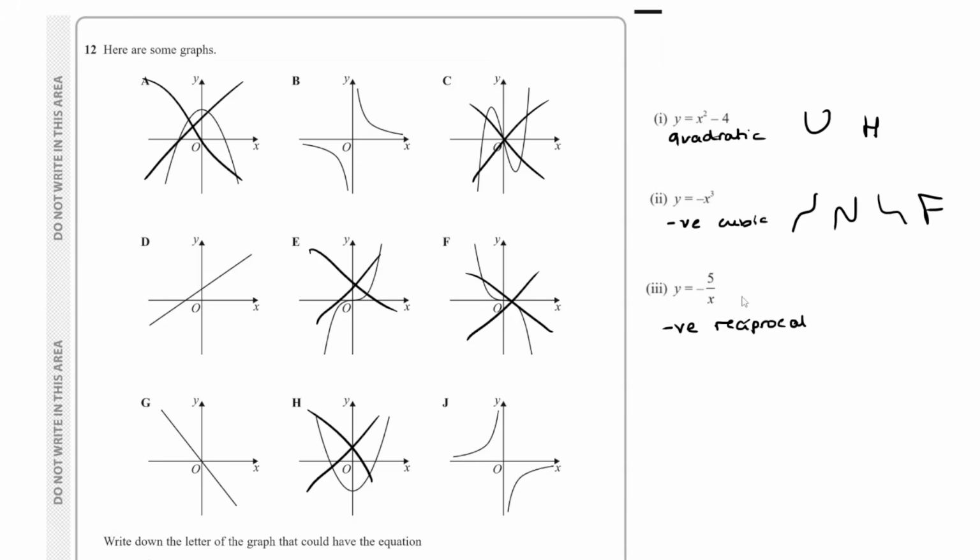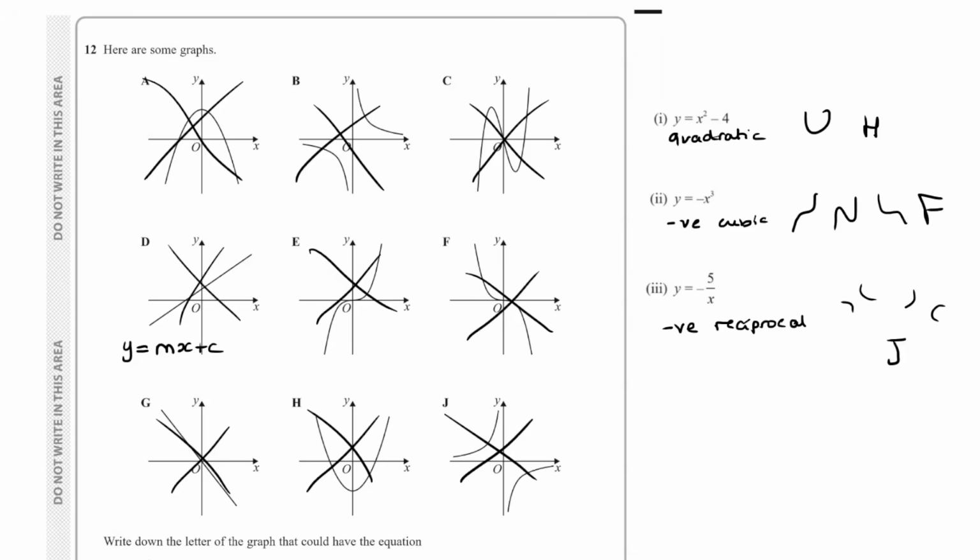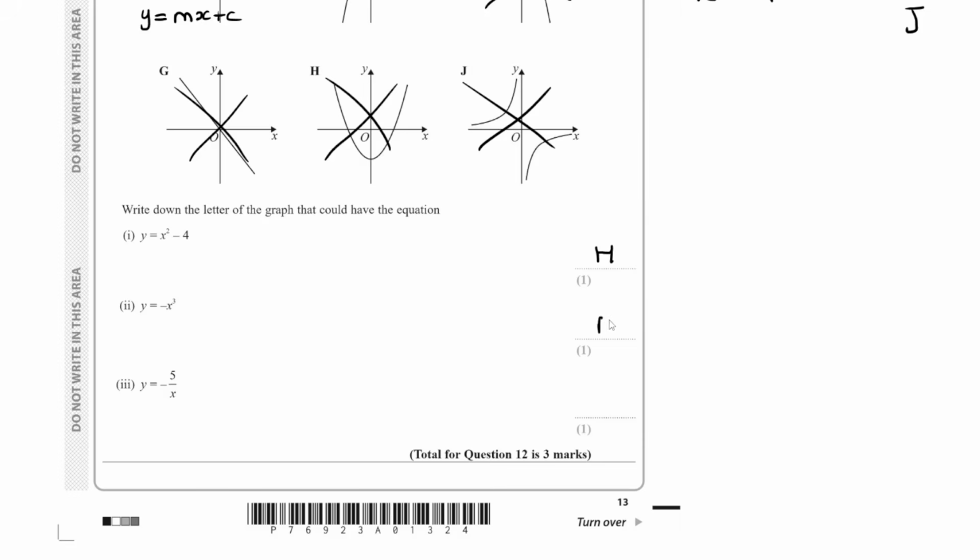And lastly, for our reciprocal graph, normally it looks a bit like this, but it's a negative, which means the quadrants will swap, so it looks a little bit like this. So here we've got 2 reciprocal graphs, B and J. We need to have specifically the negative one, so that is J. D and G are just both straight line graphs, so as we mentioned in the other questions, it will be y equals mx plus c, that style of equation. So not these ones either. So we've got H, F, and J, and that's 3 marks.